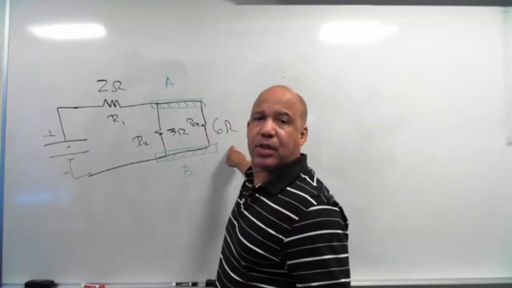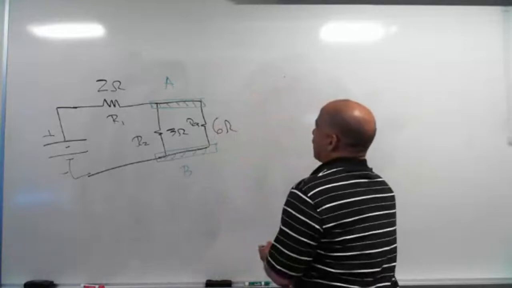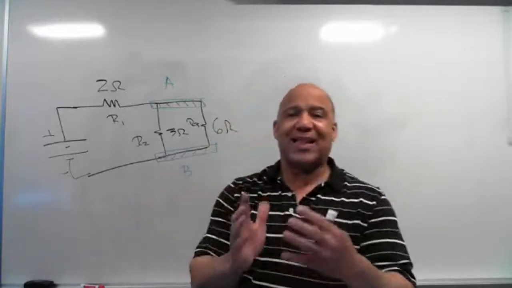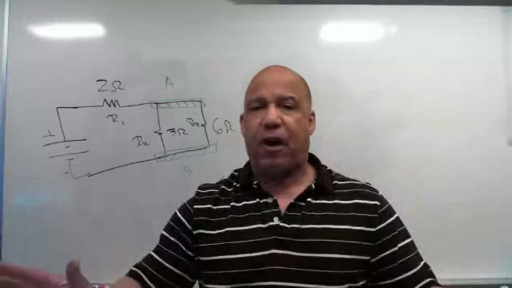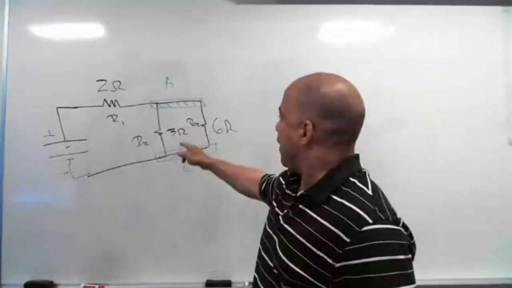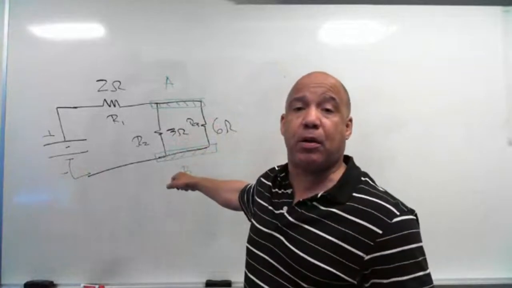So I can redraw this. Now watch how I do this. I'm going to redraw it, but what I want to do is combine things that I can combine. And the thing that jumps right off the board that I can put together as one would be R2 and R3. Clearly you can see R2 and R3 are in parallel.